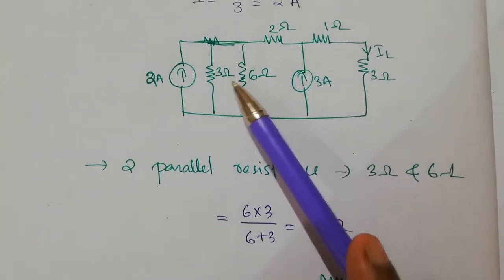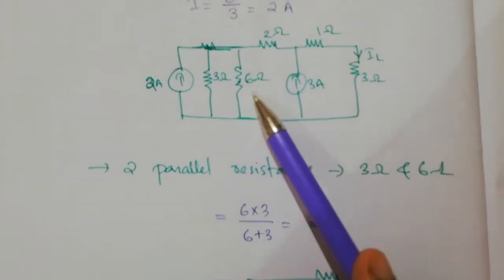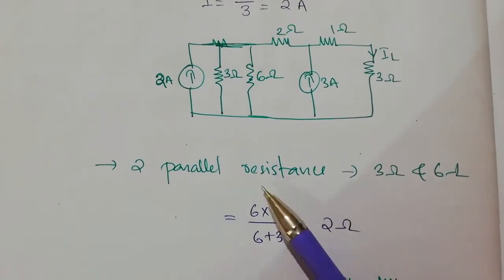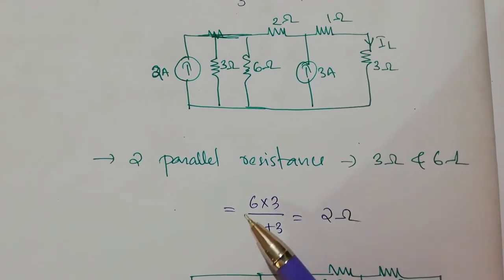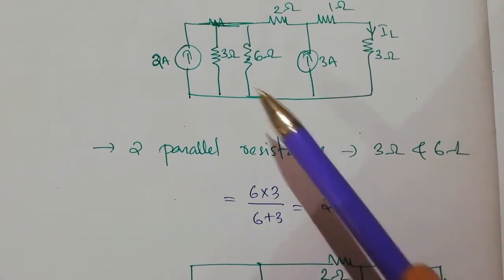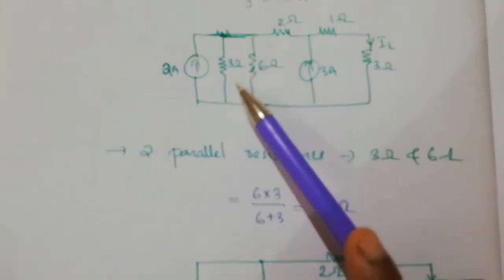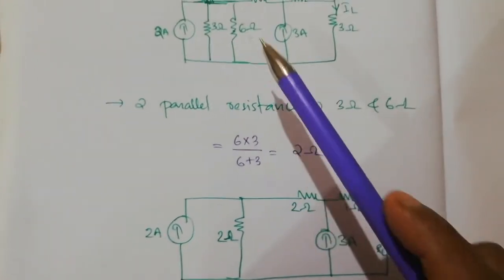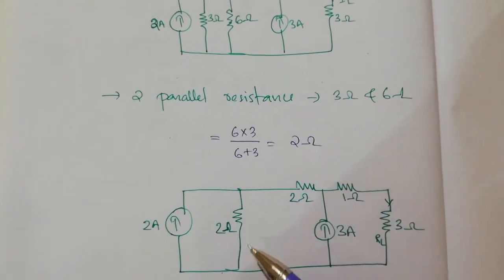Now just look at the circuit: 3 ohm and 6 ohm are in parallel. When we have two parallel resistances, we can solve it like this: 6 into 3 by 6 plus 3. So we get an effective resistance of 2 ohm here. I have replaced 3 ohm parallel 6 ohm with 2 ohm.